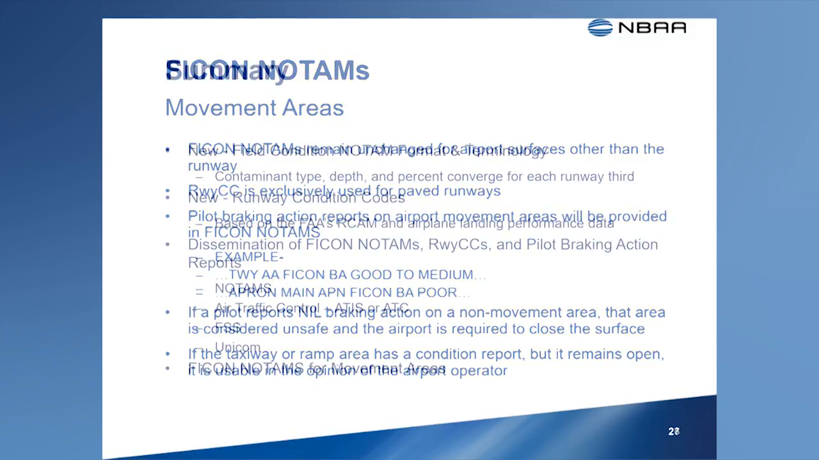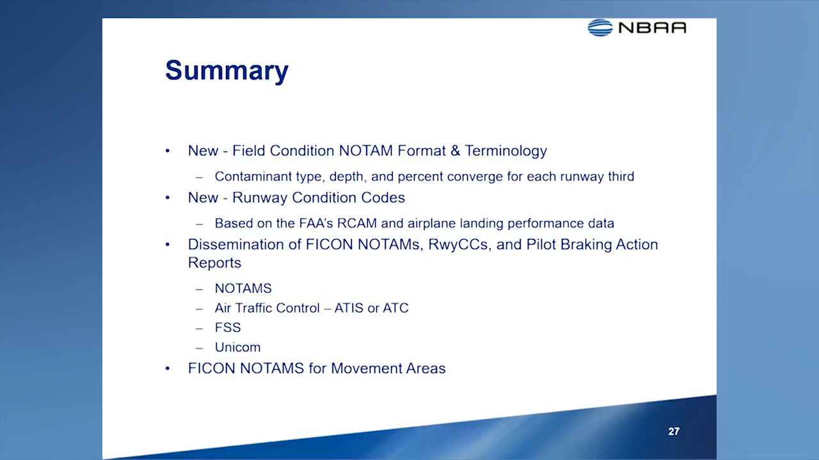As we close, let's review some of the key points in this briefing. The FAA has revised the format and terminology used in field condition NOTAMs to closely align with the terms used in airplane performance calculations. The observed runway conditions are now reported for each runway third. However, the airport operator may elect not to report a runway that is wet. The FAA also introduced the new concept of runway condition codes that alert pilots to a contaminated runway. These codes are used to associate runway contamination with landing distance performance data.